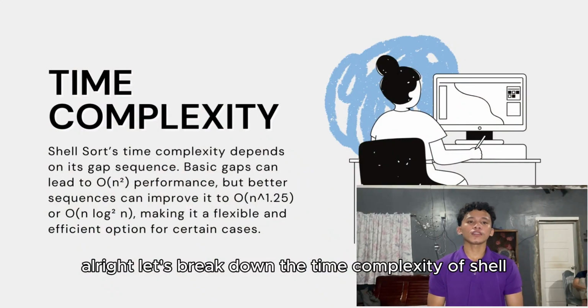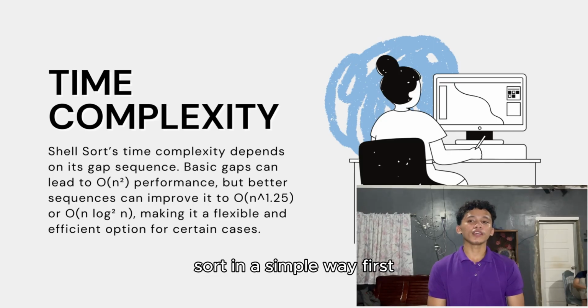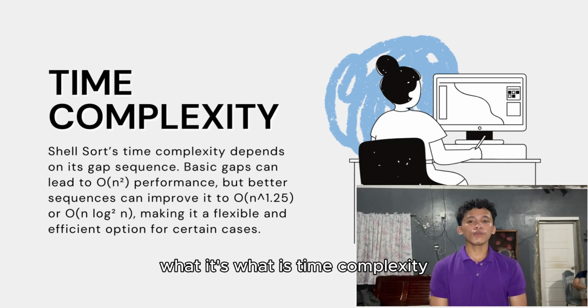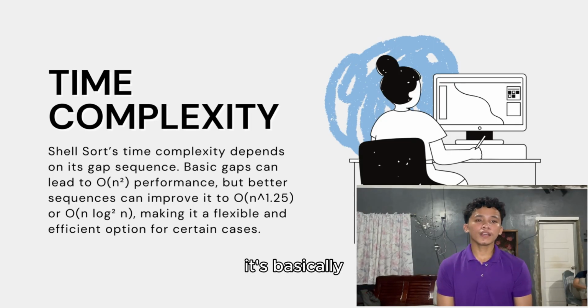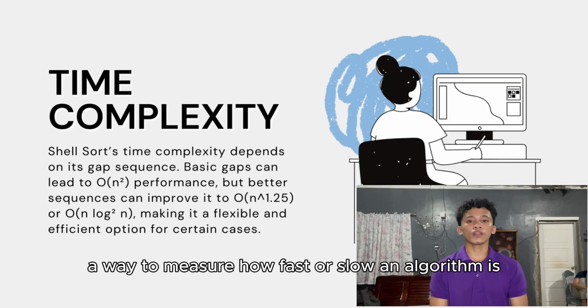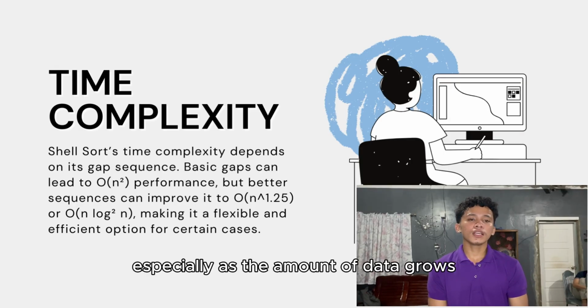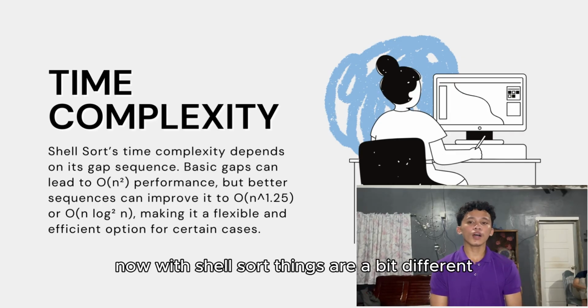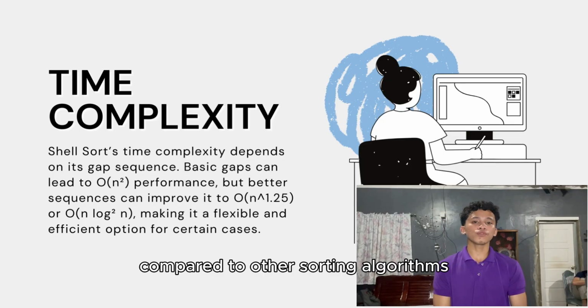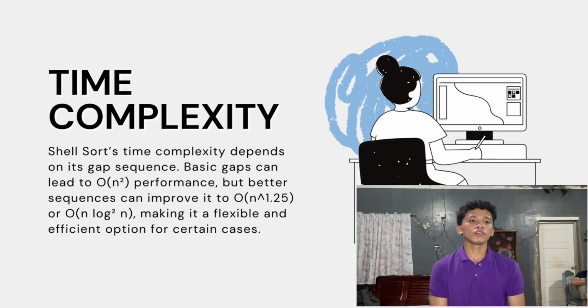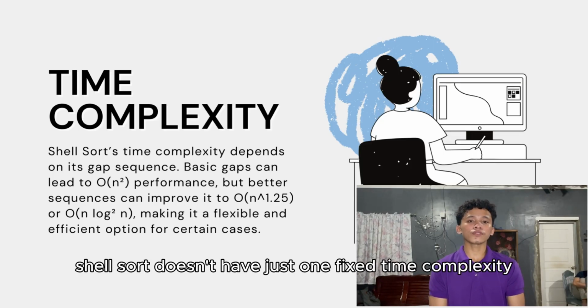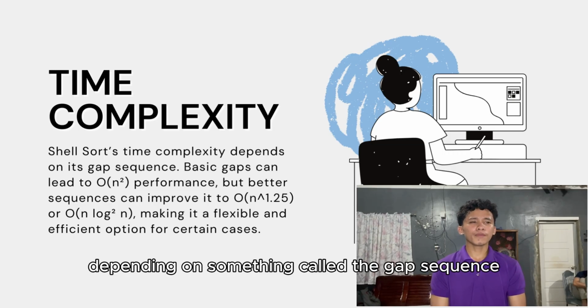Alright, let's break down the time complexity of shell sort in a simple way. First, what is time complexity? It's basically a way to measure how fast or slow an algorithm is, especially as the amount of data grows. Now, with shell sort, things are a bit different compared to other sorting algorithms like bubble sort or merge sort. Shell sort doesn't have just one fixed time complexity. It changes depending on something called the gap sequence.